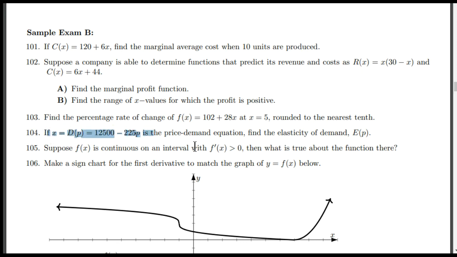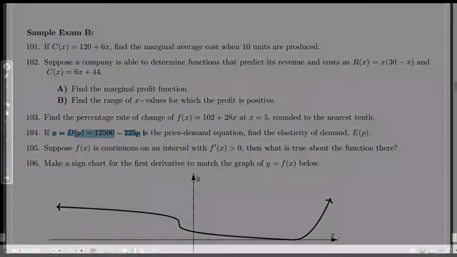Let's do this number 104. If this is our relationship between price and units demanded, they just say find the elasticity of demand, E of P, and we'll find it and we'll answer some questions about it.